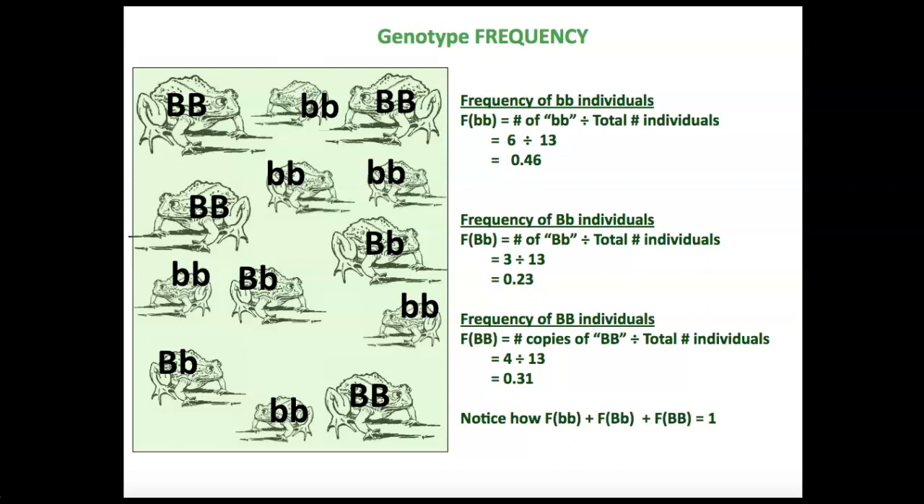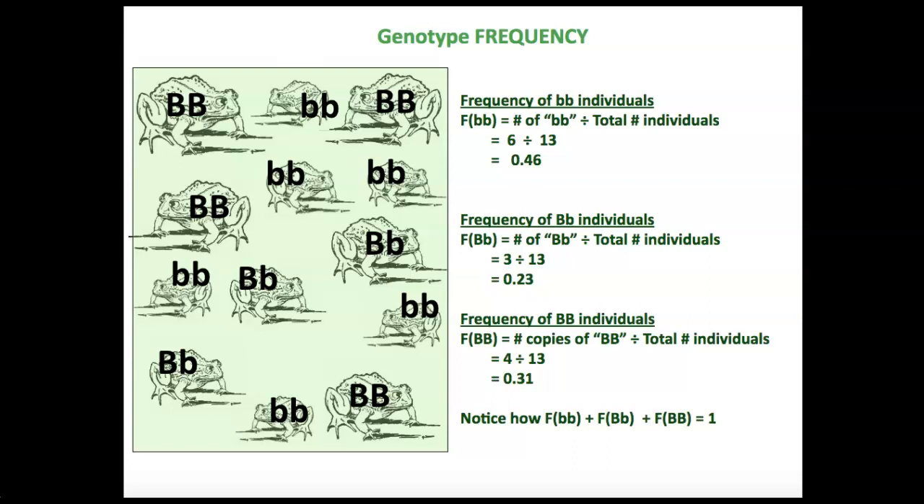So in this case, we have 6 individuals that are little b or homozygous recessive divided by 13, which gives us a frequency of 0.46. The frequency of the heterozygous individuals, or big B, little b, is 3 divided by 13, which is a frequency of 0.23, or 23% of the population is heterozygous.